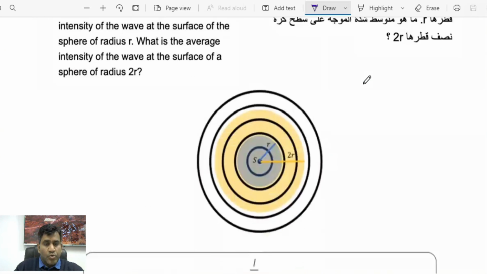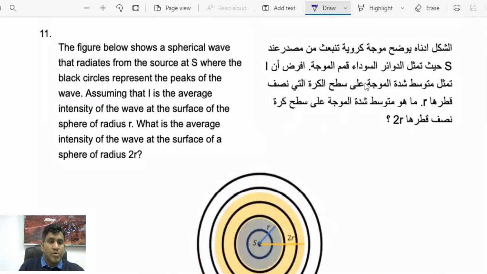Right, so let's go to the next question. Question number 11 says, the figure below shows a spherical wave that radiates from the source at S, where the black circle represents the peak of the waves. Assuming that I is the average intensity of the wave at the surface of the sphere of radius R, what is the average intensity of the wave at the surface of a sphere of radius 2R? The question is talking about what the intensity will be when the radius is 2R. And this is the pattern they have represented for the spherical wave that radiates from the source S.